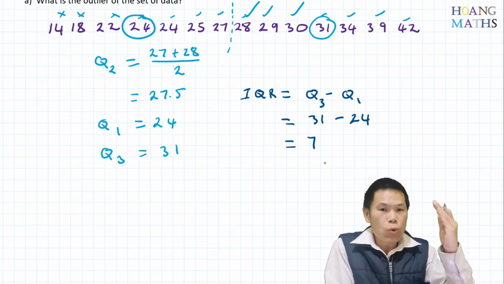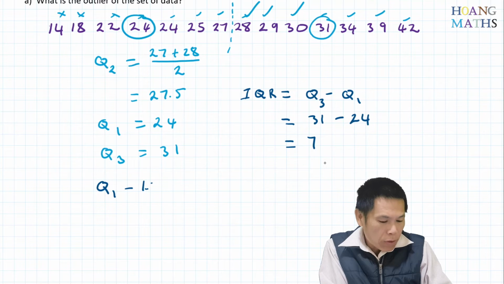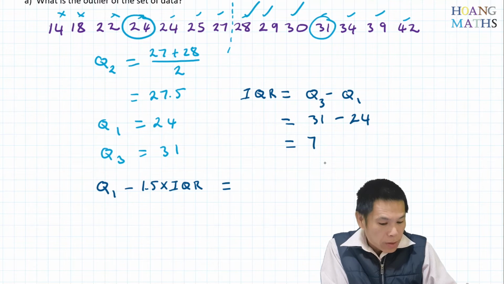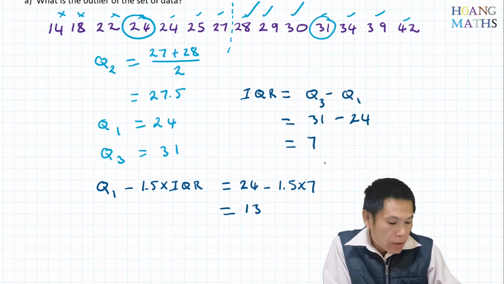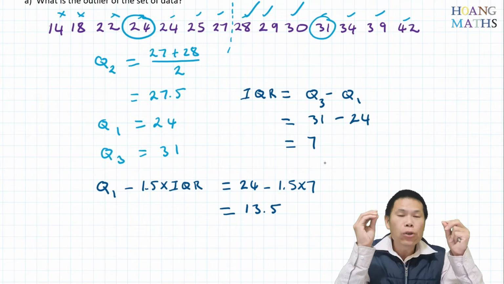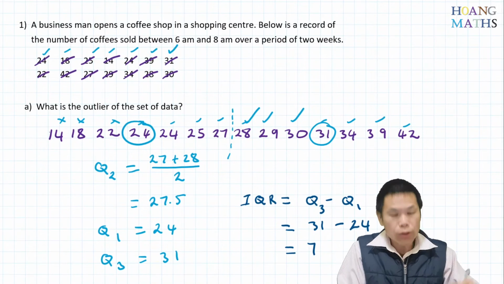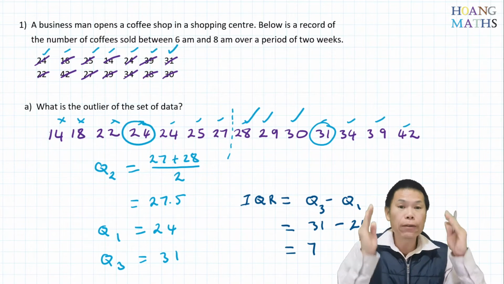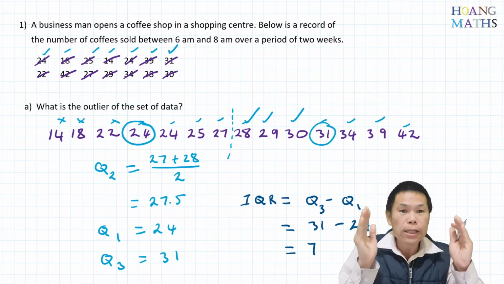So now we just need to work out the lower fence and the upper fence. So Q1 minus 1.5 times the interquartile range. Q1 is 24 minus 1.5 times 7. So that will give me 13.5. So therefore, any scores that are less than 13.5 are outliers. So let's have a look. We don't have any score that is less than 13.5 because the smallest score is 14. So therefore, there is no outlier on the lower end.